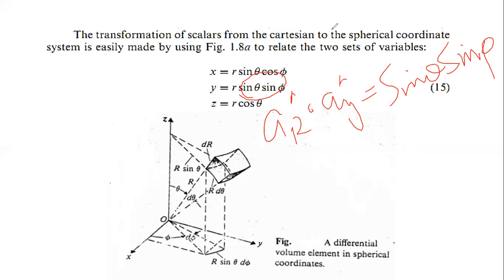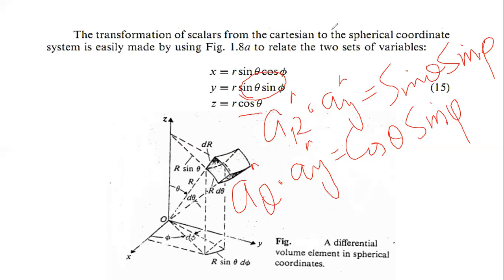Similarly, a theta dot ay is equal to cos theta sin phi. So we know that cos theta is equal to z divided by r, and sin phi is equal to y divided by rho, so that will be equal to yz divided by under root x square plus y square into x square plus y square plus z square, because this r is from spherical coordinate system, that is under root x square plus y square plus z square, and this rho is from the cylindrical coordinate system, because phi is the same in cylindrical coordinate system as well as the spherical coordinate system. So this will be equal to under root x square plus y square.